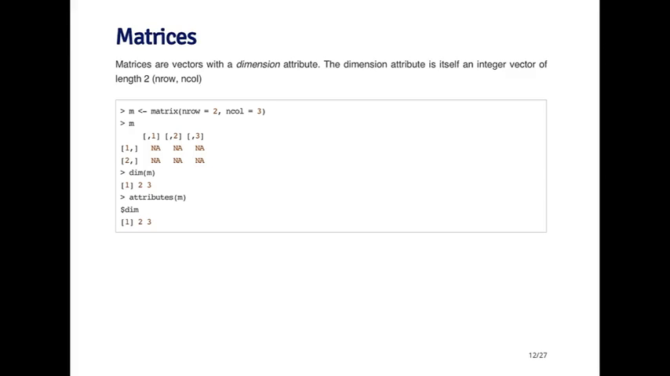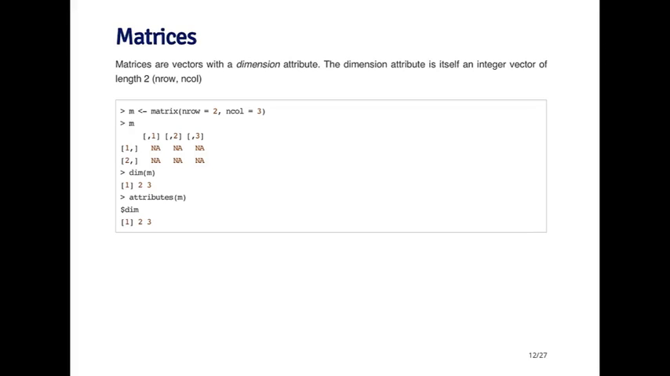Matrices are a special type of vector in R, so they're not a separate class of objects, but they're basically vectors that have an attribute called the dimension. The dimension attribute is an integer vector of length 2, where the first number is the number of rows of the matrix, and the second number is the number of columns.